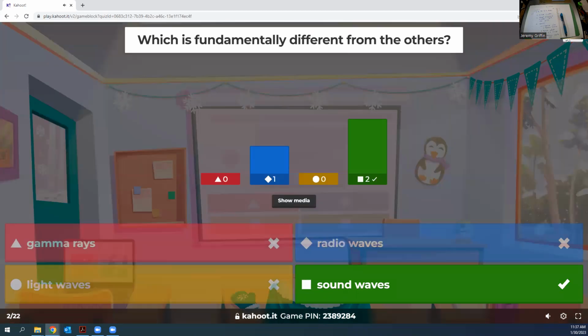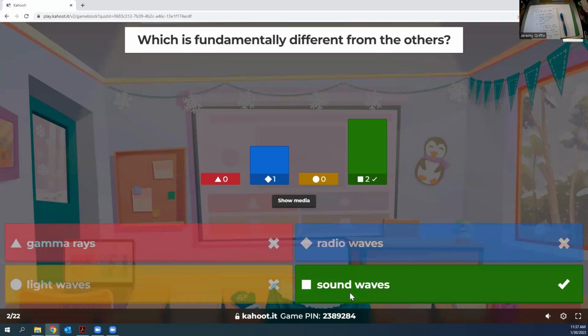All right. Yeah, sound waves, right? Because the other 3 are all electromagnetic waves that travel at the speed of light in their electromagnetic spectrum. Gamma rays are high frequency, short wavelength, and radio waves are long wavelength, low frequency. Light waves are right in the middle. But these 3, the red, the blue, and the yellow, can all travel through a vacuum at the speed of light. But sound waves, entirely different.